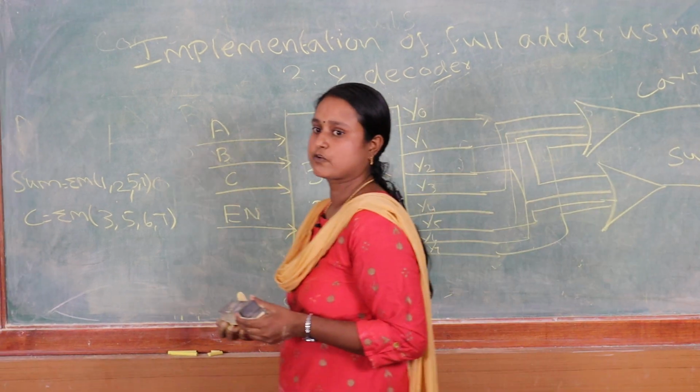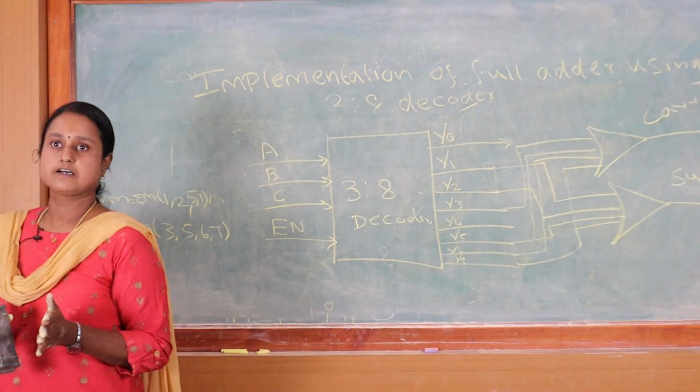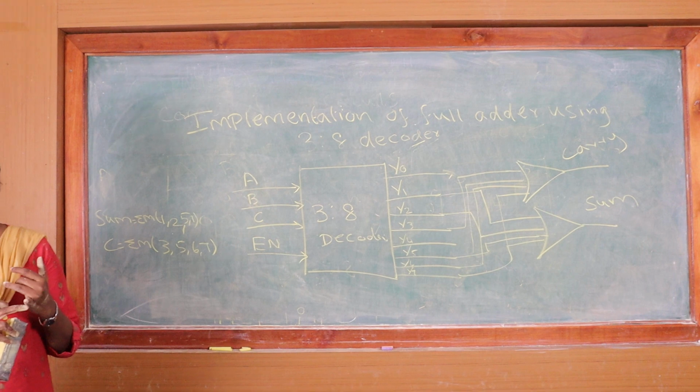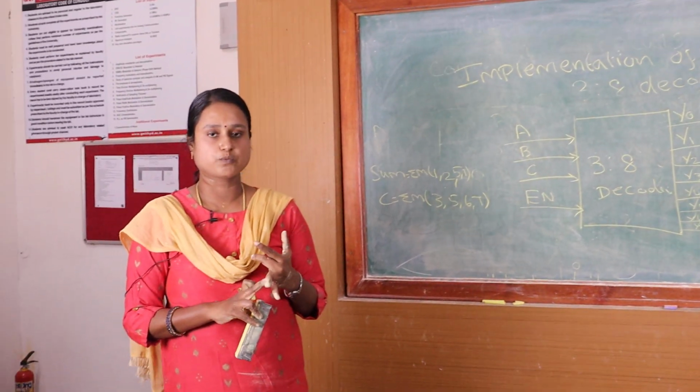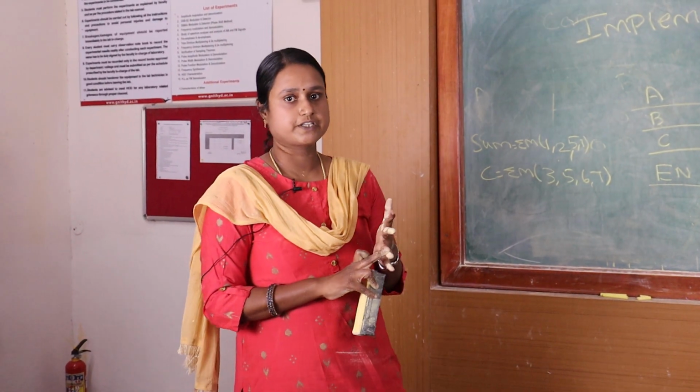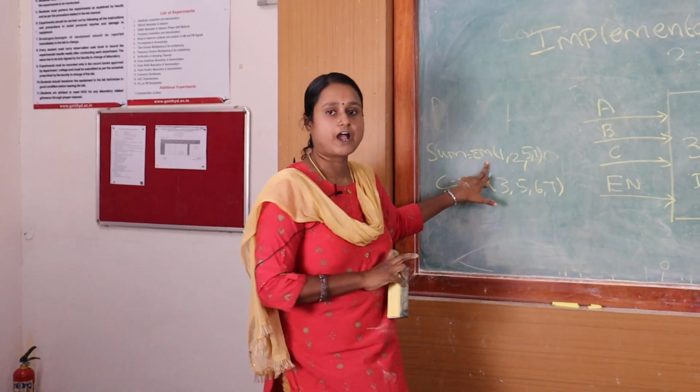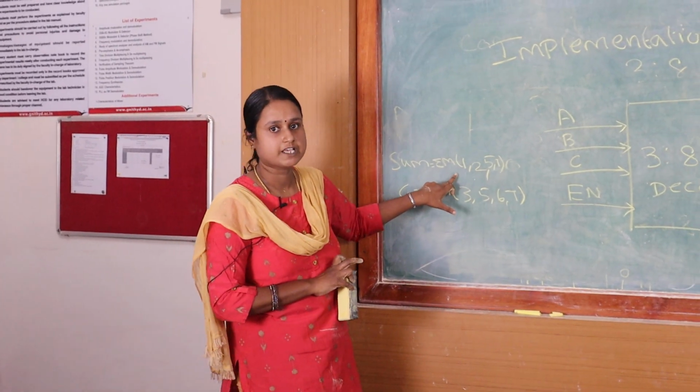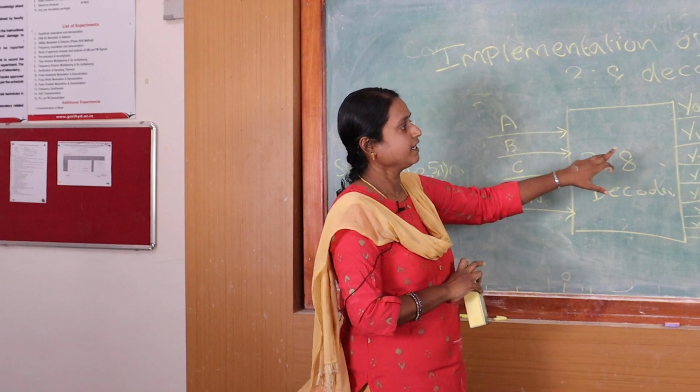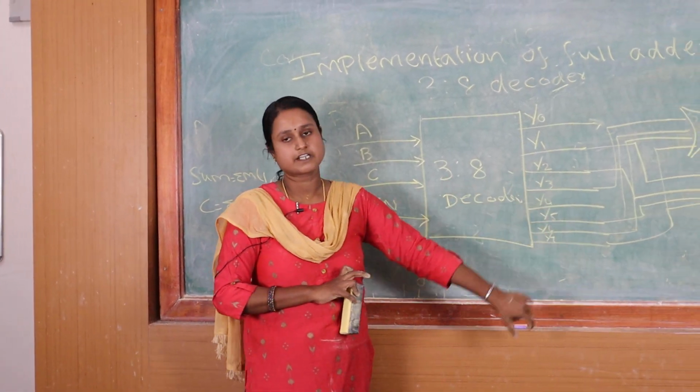So like this we have to implement the full adder using the decoder. First we have to define what are the inputs and what are the outputs. After that we have to derive the truth table. From the truth table we have to take the min terms, and those min terms have to be included in the sum and carry bits.